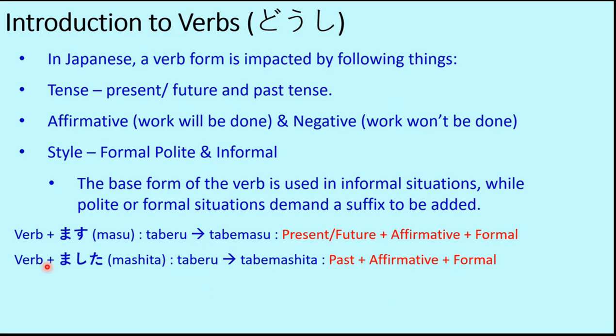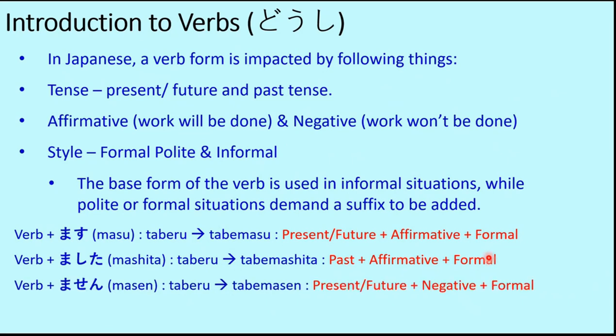Likewise, verb plus mashita gives the past tense. Taberu becomes tabemashita, and this is also affirmative and formal. Likewise, for the negative form we have masen, so taberu becomes tabemasen, which means I won't eat. It is the negative form, and again this is a formal form.